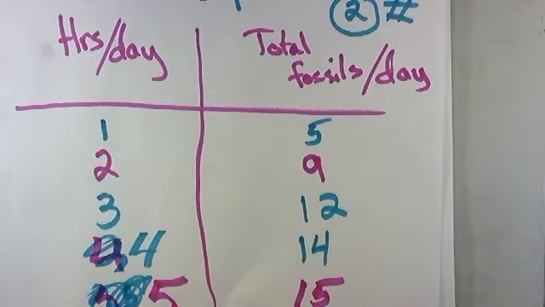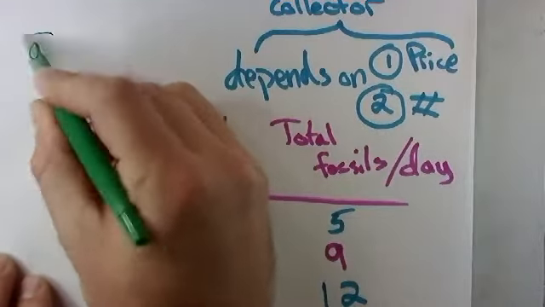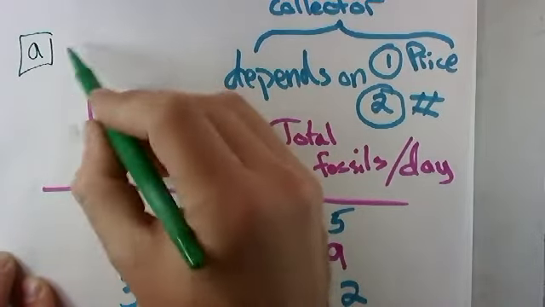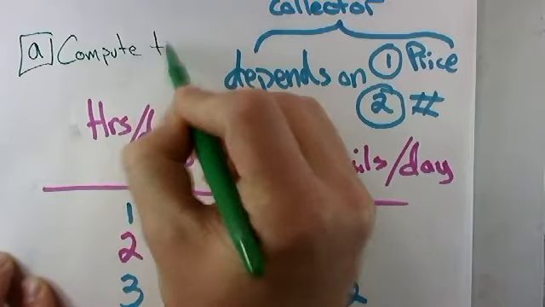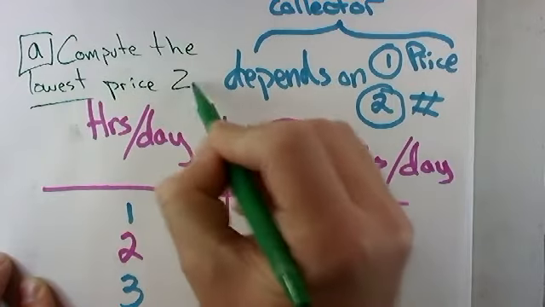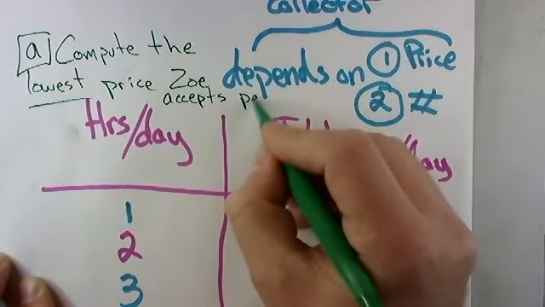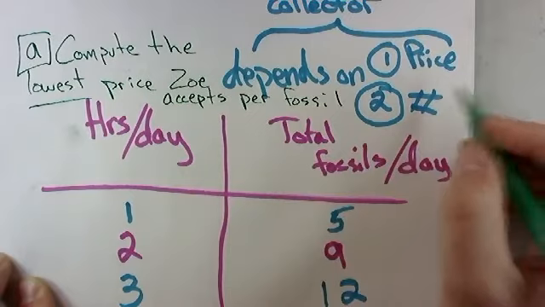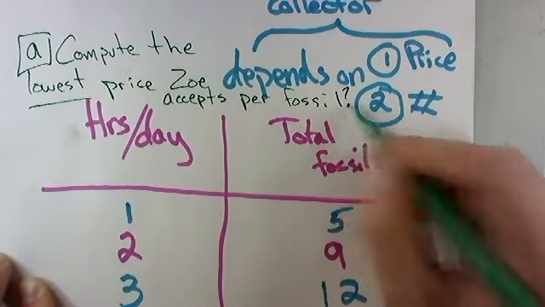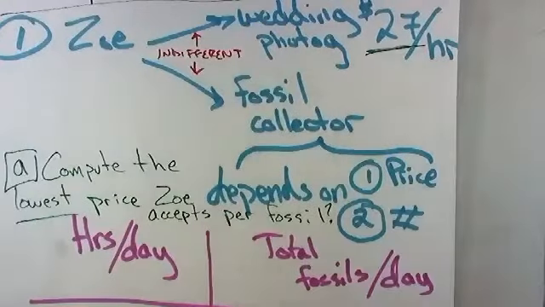But what are we asked here? What's the actual question? This is the A part. It says, using the information, compute the lowest price Zoe would accept per fossil to justify her spending all her time collecting fossils rather than going out and being a wedding photographer, which, as we know, pays 27 buckaroos an hour.